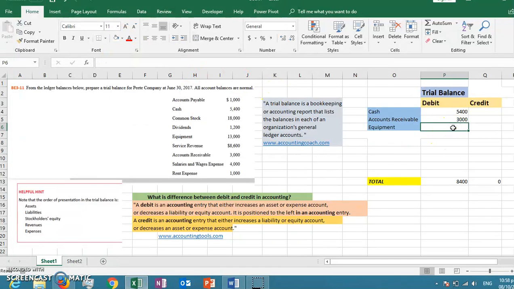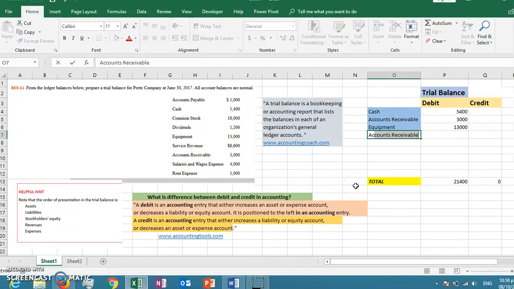And equipment is 13,000. Okay. So now we go to liabilities. Okay, the first liability we have here is accounts payable. And this is over here in the credit column, and accounts payable with 1,000. Okay.